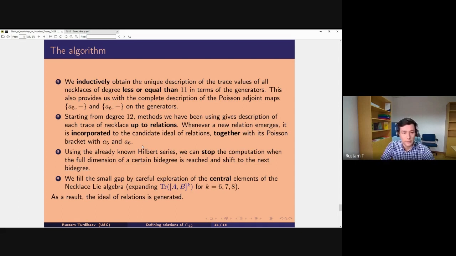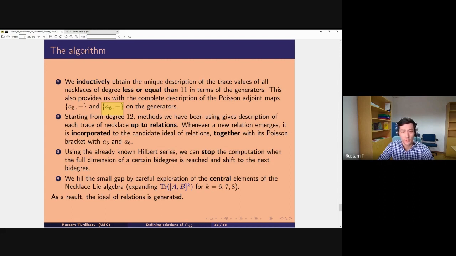And in the end, we find that once we reach a really high degree, we're missing a very small number of relations. And we find that these are coming from the central elements of this Nichols-Lie algebra, which is known to be generated by powers of the commutator. So that's why we take expressions like this, and we expand them on our own, and we find the missing relations. These missing relations don't contribute to a higher degree by taking these Poisson brackets, because they are in the center of the Nichols-Lie algebra. So it's okay if we miss them in the first steps. We can add them later.